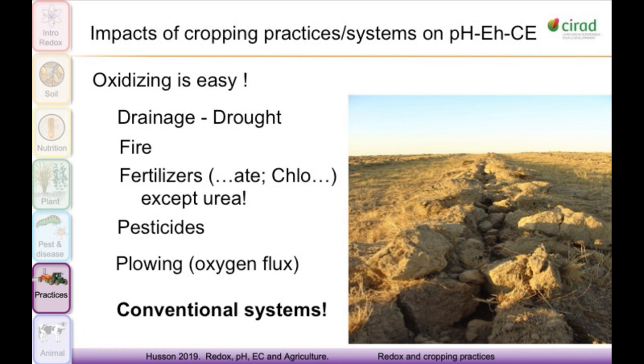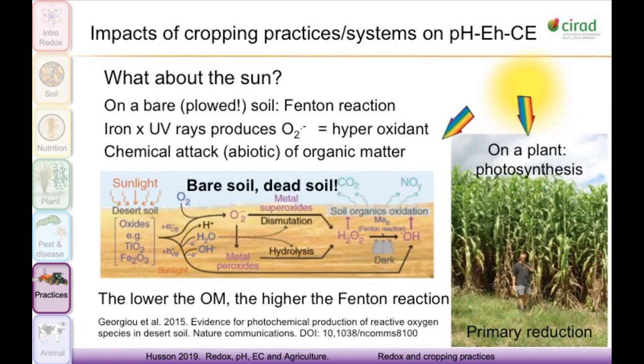In the conventional system, we oxidize the plant and we help the plant to kill the pathogens through over-oxidation. The problem is the plant, with the photosynthesis, tries to come back, and then you have again the fungi, the insects. So the question is, what about the sun? Oxidizing or reducing the sun?